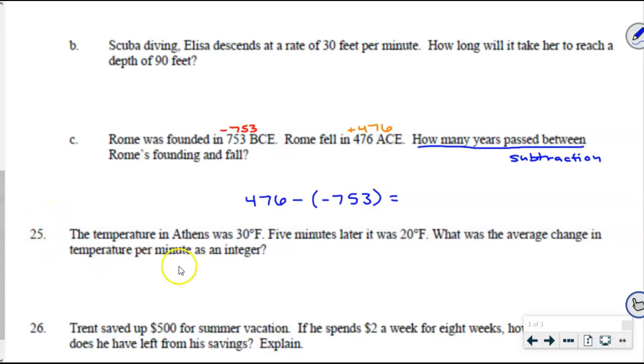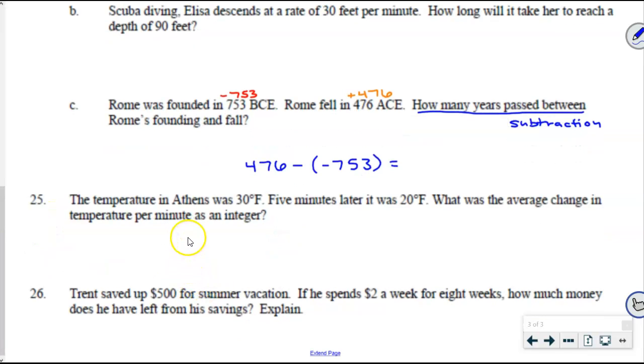25 is the last one that I want to go over. The temperature in Athens was 30 degrees Fahrenheit. 5 minutes later, it was 20 degrees Fahrenheit. Not just what was the change, but what was the average change in temperature per minute. We can see how much the temperature changed, right? It was at 30, now it's at 20. So how much did the temperature change?